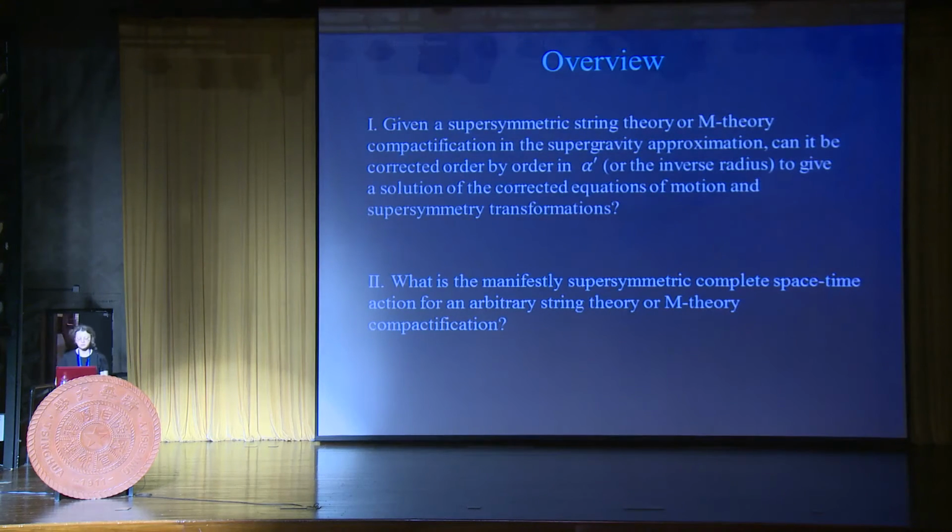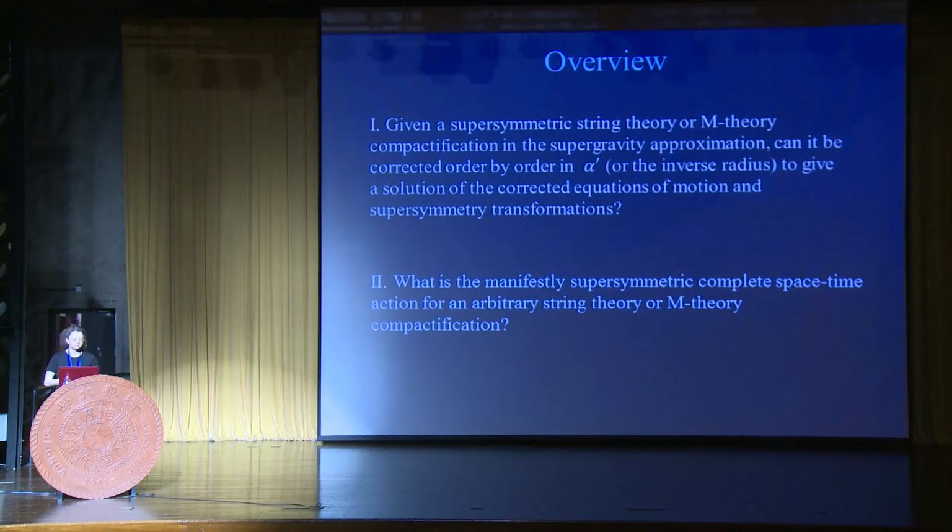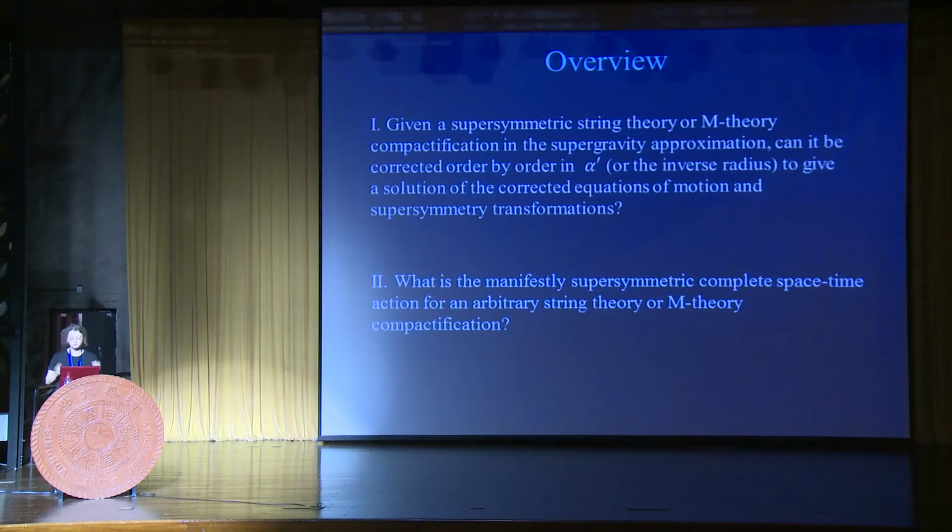Manifestly supersymmetric means I want to write this in superspace, so with off-shell supersymmetry, everything is going to be embedded in superfields. And complete means with all Kaluza-Klein modes included. Now, this is a very classic and obvious question, and in my opinion, this action should have been written down many years ago, probably even in the 1980s. So I'm going to try to convince you that this action is actually within reach, that it's not that complicated.